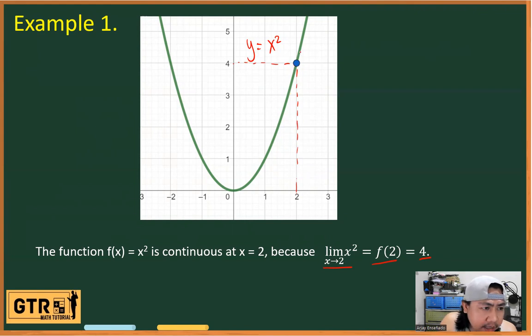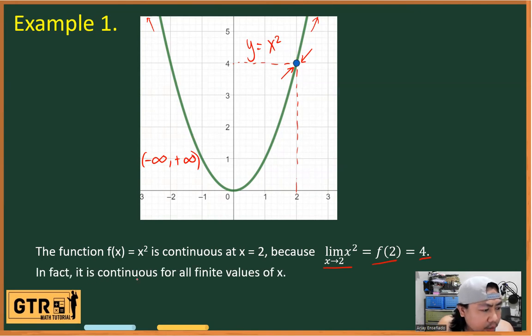So sa right side ng 2 approaches siya dito sa 4, and then sa left side naman approaches din sa 4. And the value of f of 2 is also 4. And as you can see, the graph is unbroken. So meaning dire-diretso siya. So dire-diretso yan, upward. And dito rin, upward yan. So from negative infinity up to positive infinity, the graph of y equals x squared is continuous. In fact, it is continuous for all finite values of x. So in the interval negative infinity up to positive infinity, the graph is continuous.